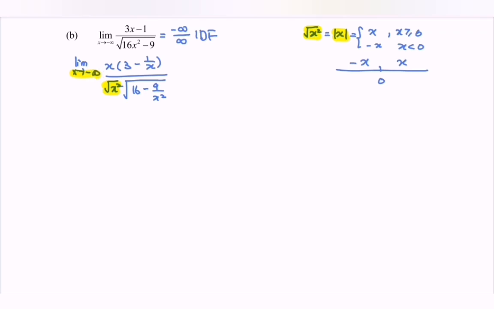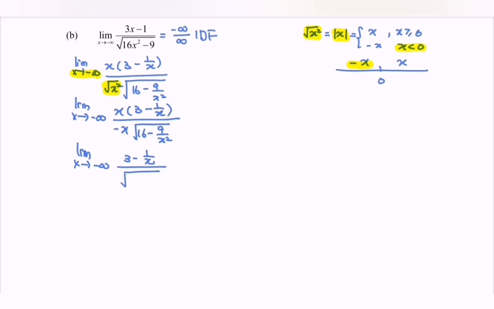Next, refer to this part, x approaching negative infinity means that x is less than 0. So make use of the negative x. So limit when x approaching negative infinity, we have x multiplied with 3 minus 1 over x, over the negative x multiplied with the square root of 16 minus 9 over x squared. Limit when x approaching negative infinity, so we have 3 minus 1 over x over the square root of 16 minus 9 over x squared. So do remember the negative sign.